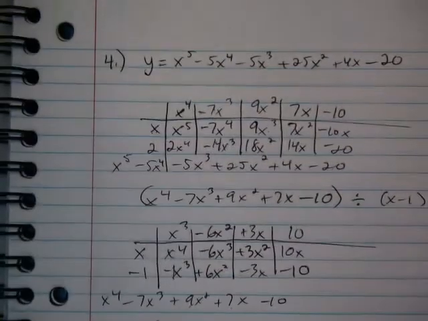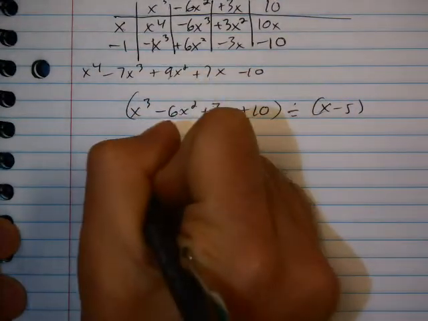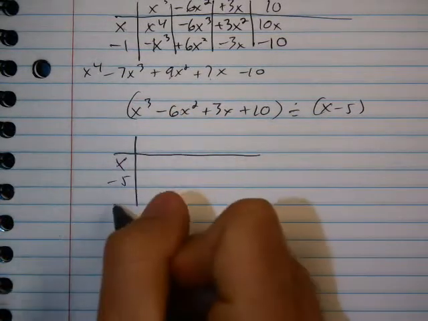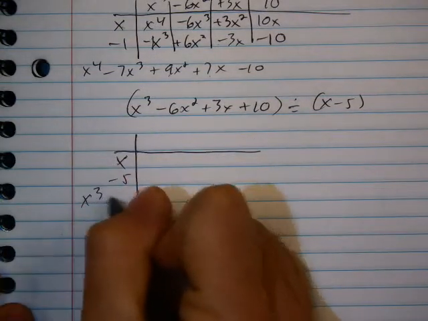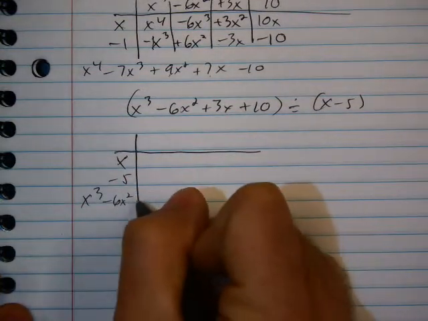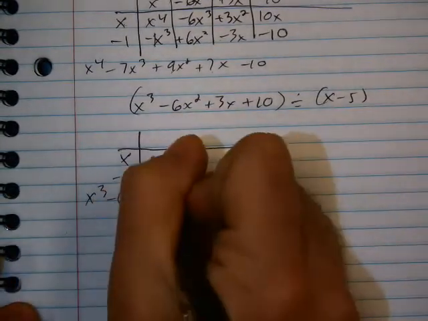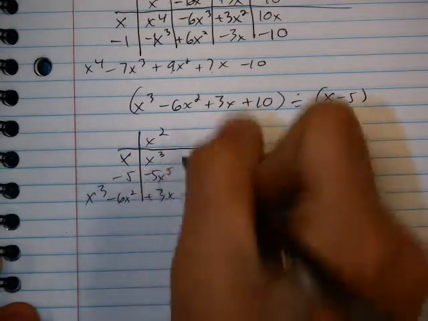Look at all this amazingness outside. Now, one last box, x minus 5, and it should become a little bit easier once we get this done. x to the third minus 6x squared plus 3x plus 10. x to the third goes here, which means x squared is there, which means negative 5x squared is there.